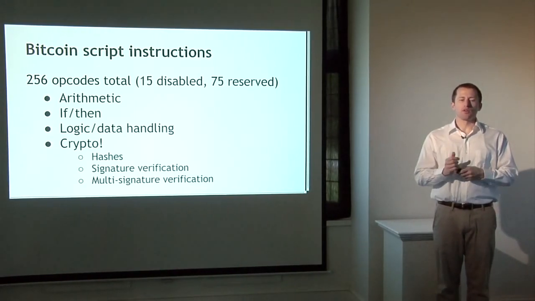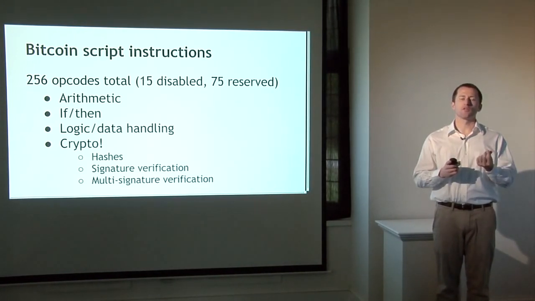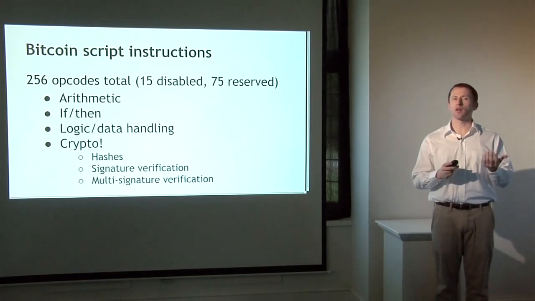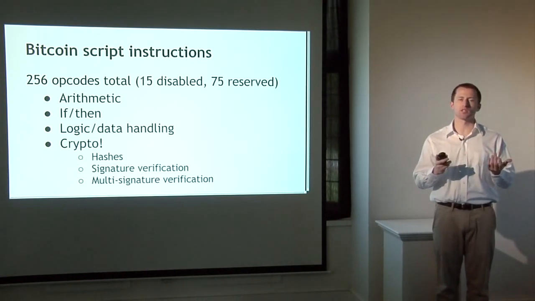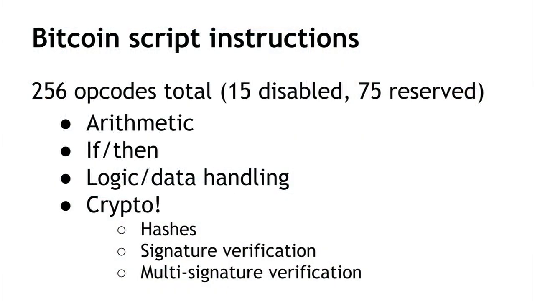So a little bit more about the Bitcoin scripting language. It's very small. There's only room for 256 instructions because each one is given 1 byte. And of those, 15 of them are currently disabled, so you can't use them at all. And 75 of them are reserved, so haven't been assigned any specific meaning yet, but might be instructions that are added later in time. So there's a lot of the basic instructions that you'd expect in any programming language: basic arithmetic, basic logic like if and then, throwing errors, not throwing errors, returning early.